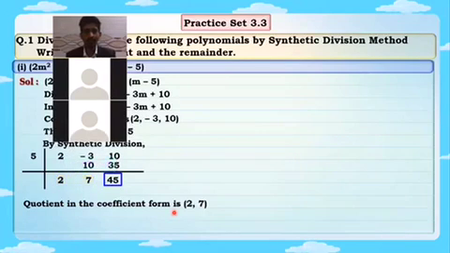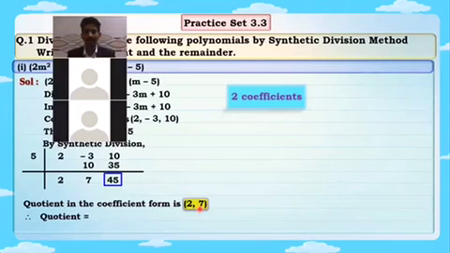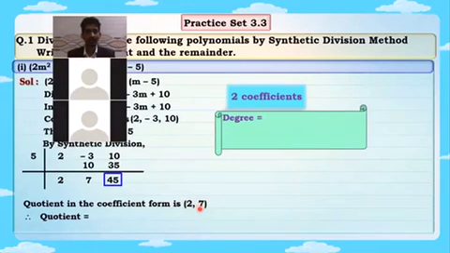First, we need to find the degree. We have to find the degree, that is, where the highest power starts. So for finding the degree, first we need to check how many coefficients are available. So tell me students, in this bracket how many coefficients are available? Yes, there are two coefficients available, 2 and 7. Two coefficients are available, right?